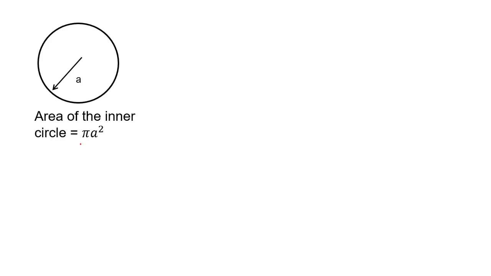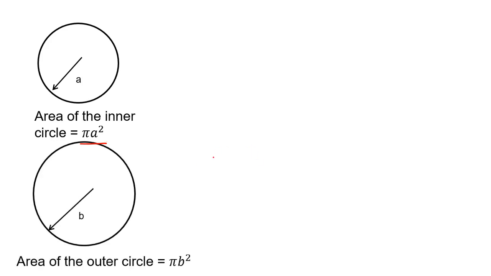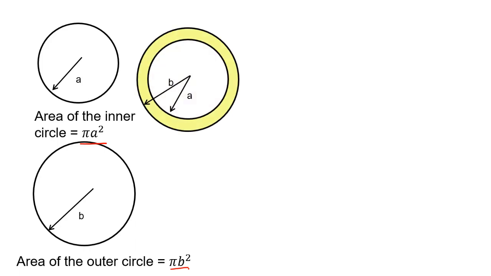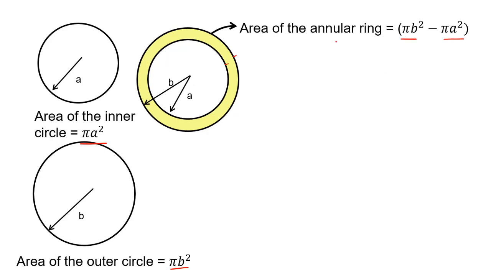So this is the inner circle with radius a. So we can write the area of the inner circle as pi a square. Similarly, the outer circle is with radius b. So the area of the outer circle is pi b square. Now see, if we want to find out the area of this annular space, that is the space between the outer circle and the inner circle, that is this yellow color zone, it is pi b square minus pi a square.